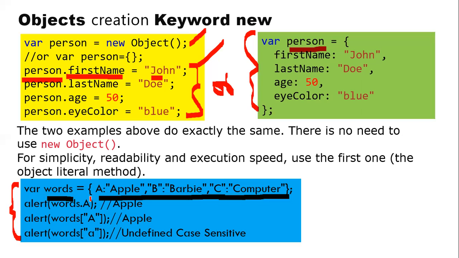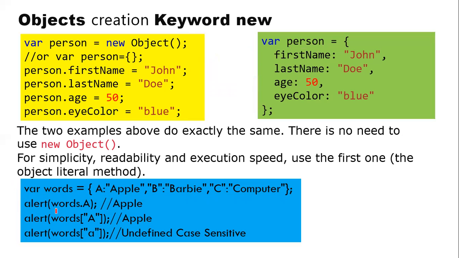When I want to access it, one method is you use the object name followed by the property. That is words dot a. If I am writing it, then it's going to get me the data from the first property.